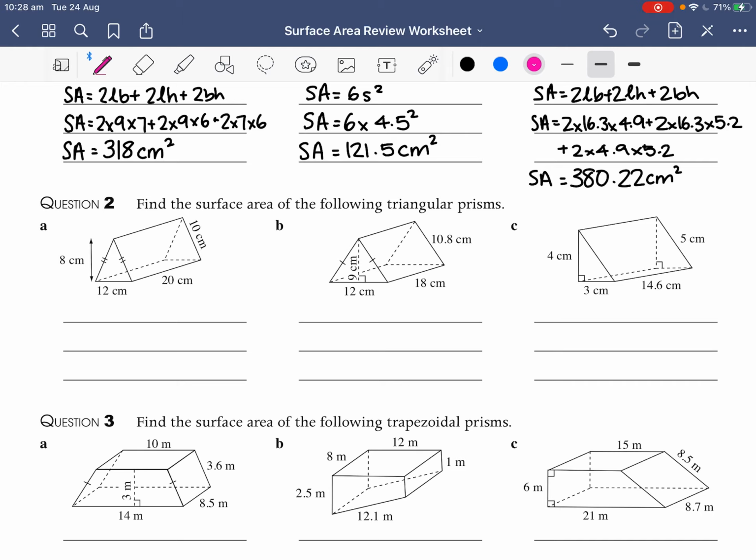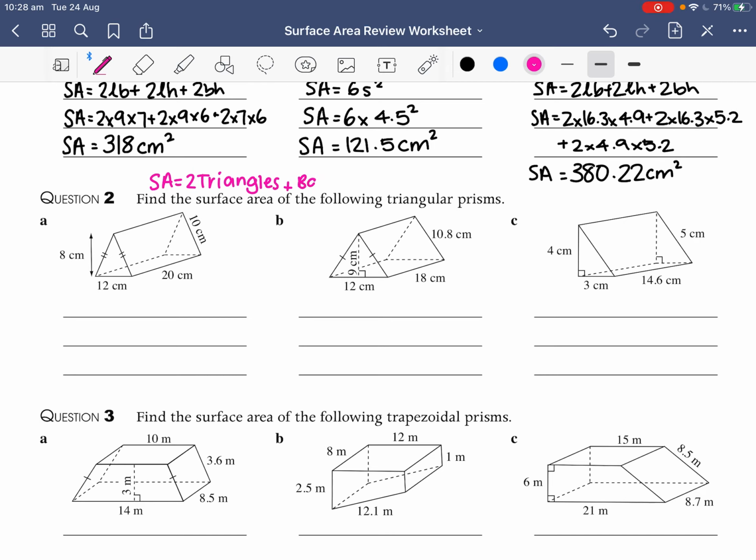Again, there's no formula for the surface area of triangular prisms. We just have to find the area of each face. But what we do have is surface area equals 2 triangles, so the 2 triangles are the same area, plus our base plus our left-hand side plus our right-hand side rectangles. That is the way that I like to work it out when I'm doing it.